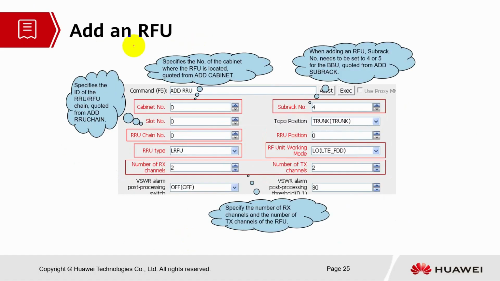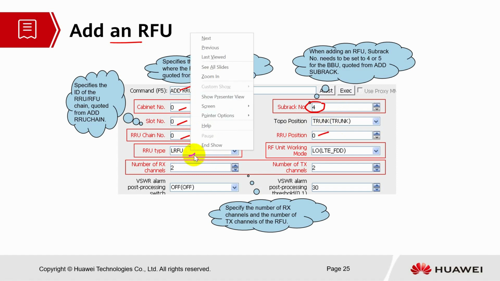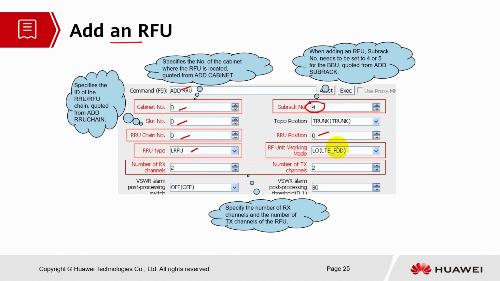Next, we're going to add an RFU. For RFU, usually the command is add RRU. So cabinet number 0, and the subrack depends on whether you are using the RFU subrack. RFU subrack is 4, so you have to refer back to the subrack. Like I mentioned earlier, we have two subracks, one for BBU, one for RFU. So this one will be related to the RFU subrack. Then we have slot number 0. Chain number will be the earlier one that we configured, 0. Position is always 0. We need to define the RRU type, LRFU. This is an LTE FDD mode, and the number of TX and RX channels.